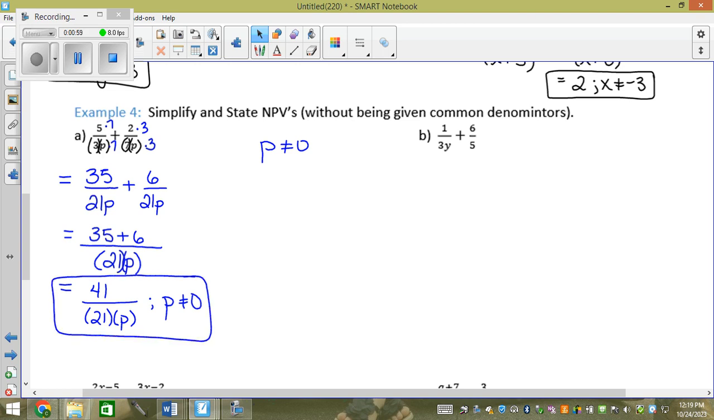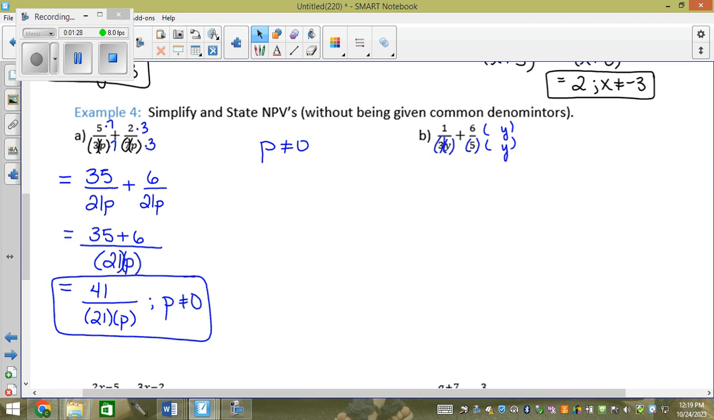All right. B has 1 over 3y and 6 over 5. 3y and 5 are monomials, so you can make monomials be monomials. Do either of them have y? One denominator has y, the other one does not, correct? So I'm going to at least have to multiply this one by y, in the top and the bottom.